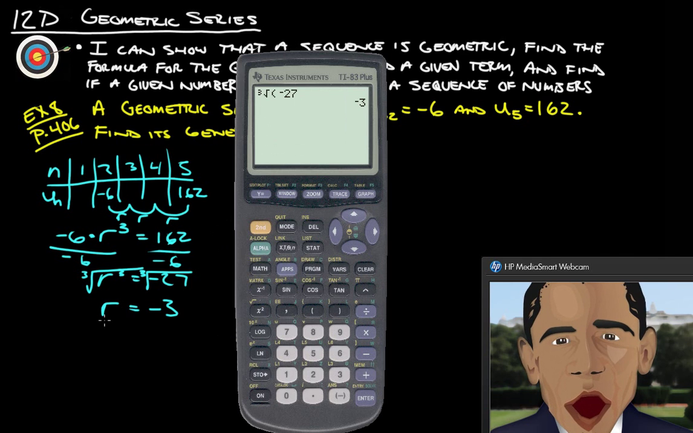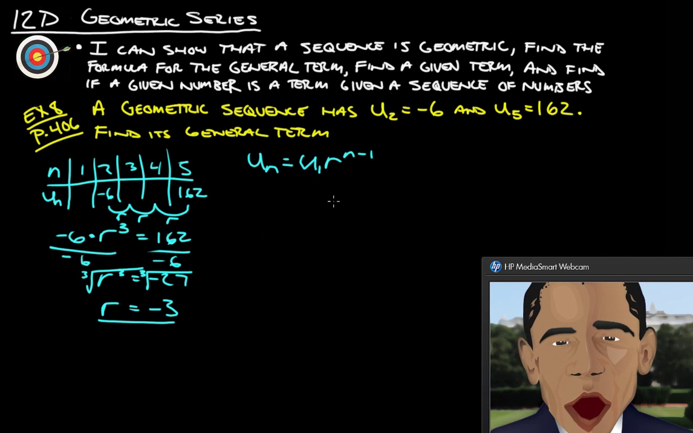All right. So there's our rate, negative 3. So let's do this. We get negative 3 to the n minus 1 here. So all we need to do now is figure out what the first term is.